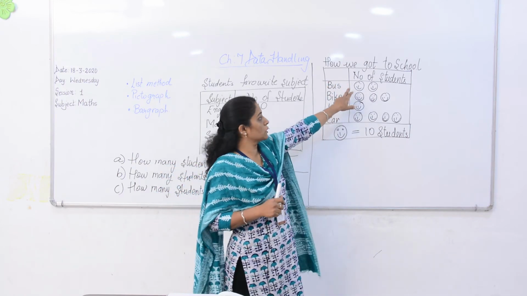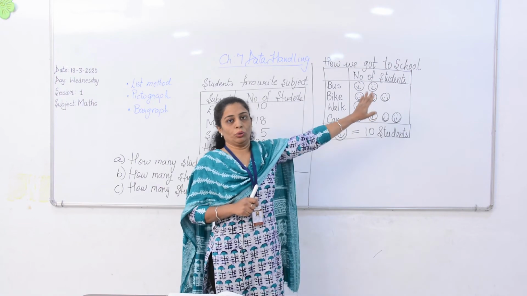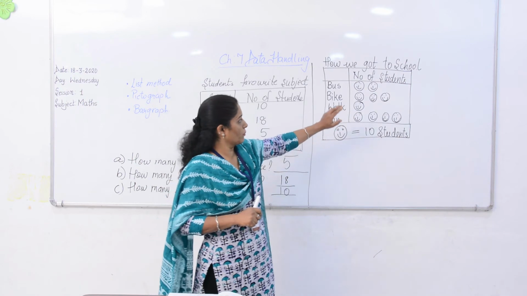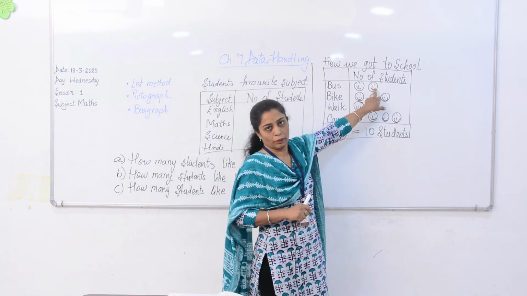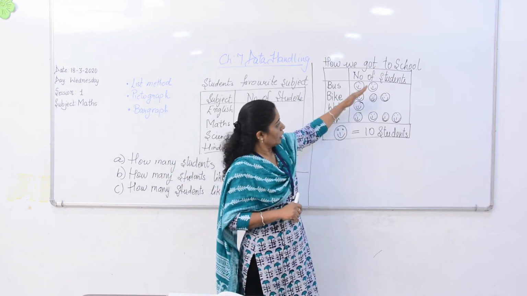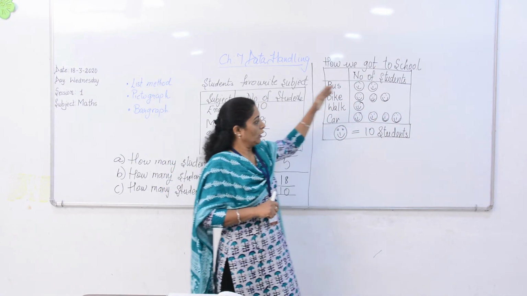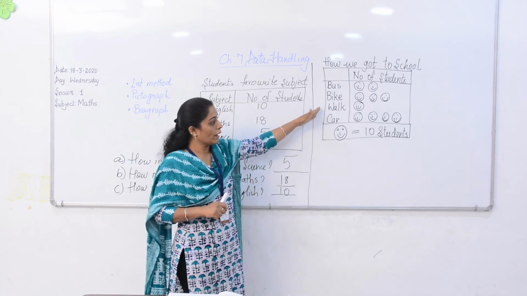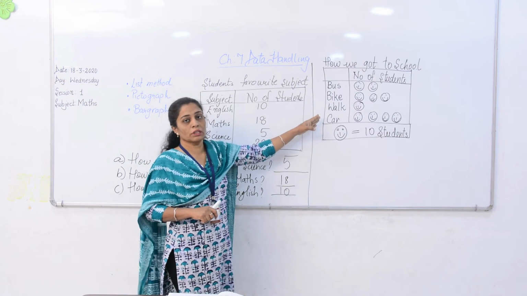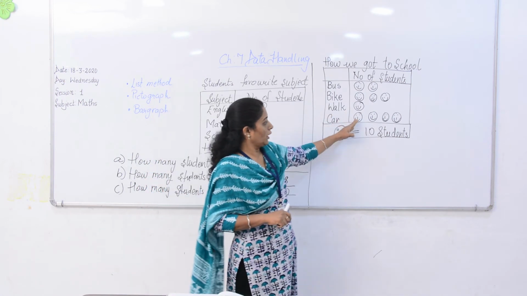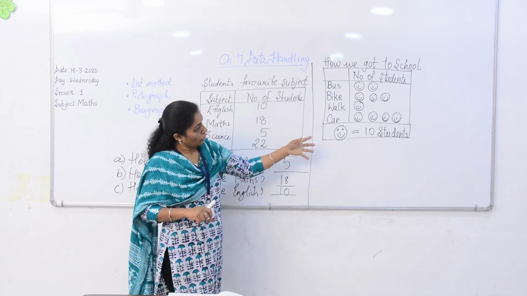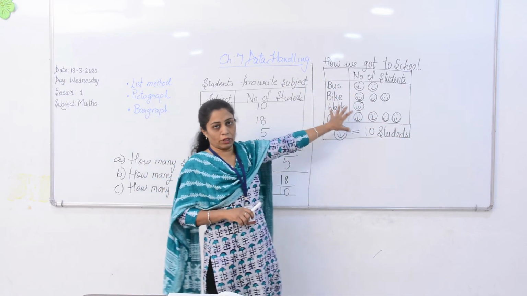So here we will use a skip counting of 10 to count the number of students who use the bus. 10, 20. Number of students who go by bike, 10, 20, 30. Number of students who go by walking, 10. Number of students who use car for going to school, 10, 20, 30, 40. So here you have got an idea to read a pictograph.